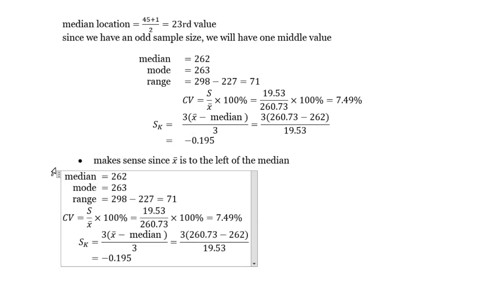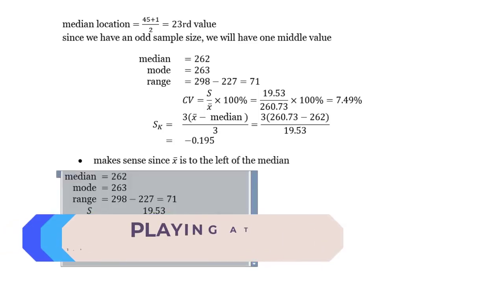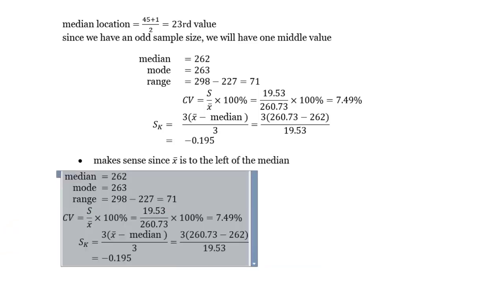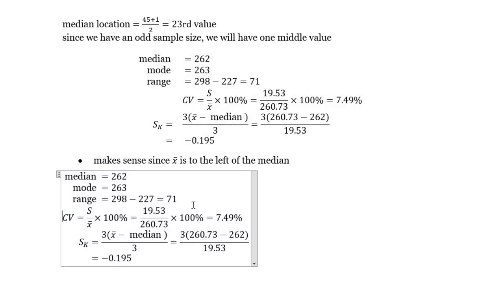There it is. Great. Now let's hear how it sounds. Makes sense since x is to the left of the median. 6 equation array, median, equals 262 end equation, mode, equals 263 end equation, range, equals 298 minus 227 equals 71 end equation, cap C cap V equals cap S over x bar, times 100% equals 19.53 over 260.73. So that sounds a lot better.